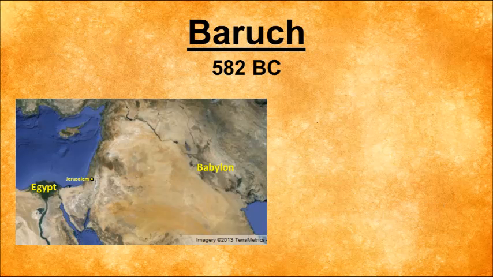Baruch. This book was written by Baruch, the servant of Jeremiah. The book places Baruch in Babylon about 5 years after the captivity in 582 BC. This would mean that after the destruction of Jerusalem, Jeremiah and Baruch went to Egypt. But Baruch made it to Babylon not long later, as the Lord had instructed them.